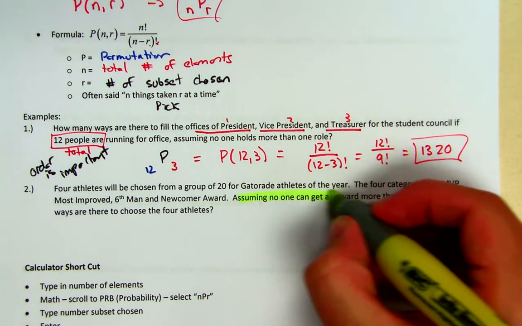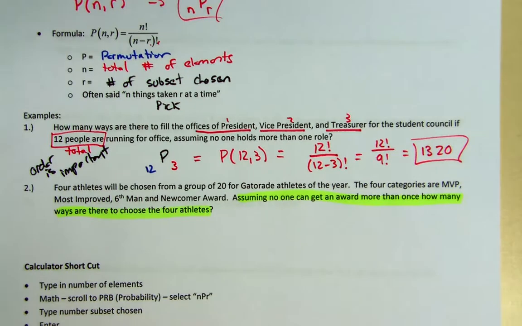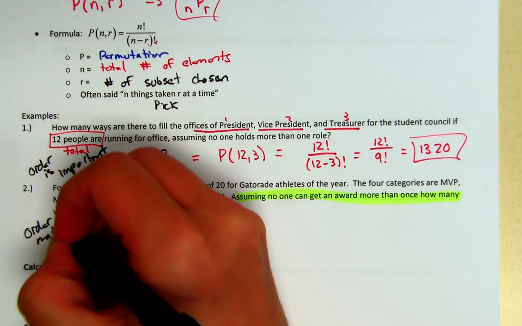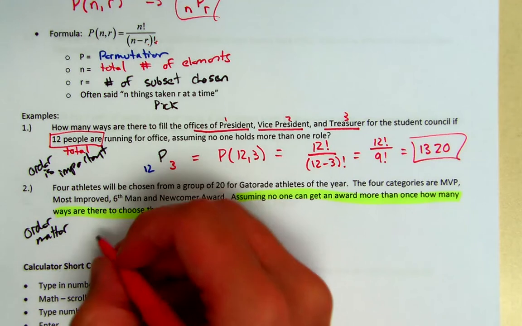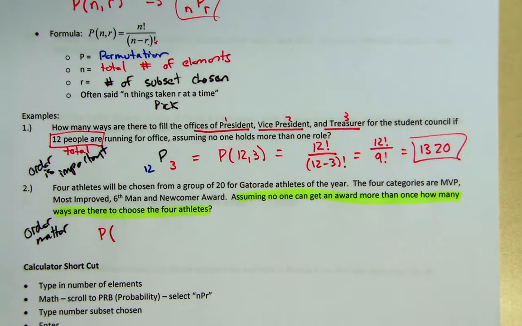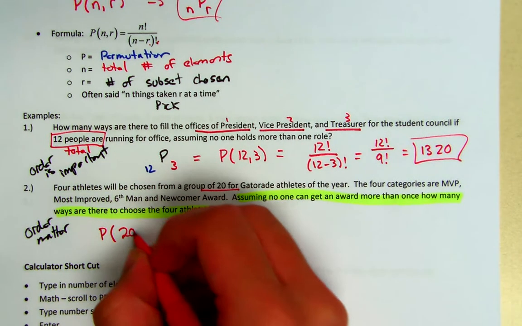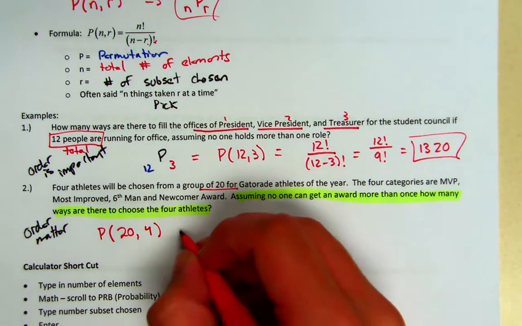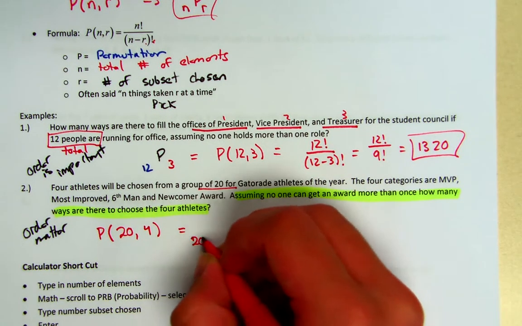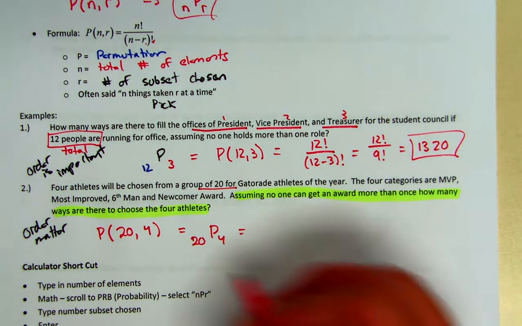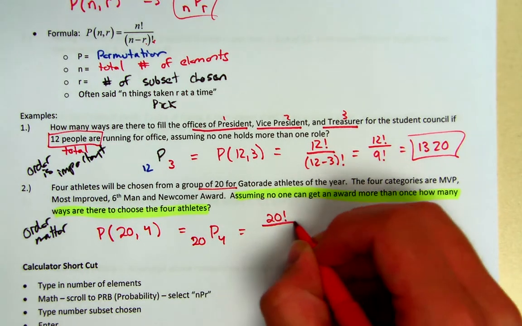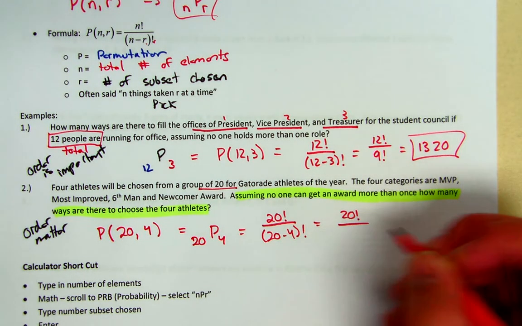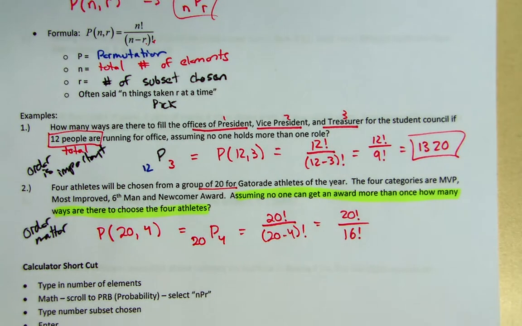So the big thing here is this sentence tells us that order is important again. So order matters. Therefore, we're going to do a permutation. How many people do we have? We have 20. How many awards are there? There's 4. Alright, so then that becomes, again, if you want to see it the other way, 20P4. And we use our n factorial, so 20 factorial over 20 minus 4 factorial. So 20 factorial over 16 factorial.